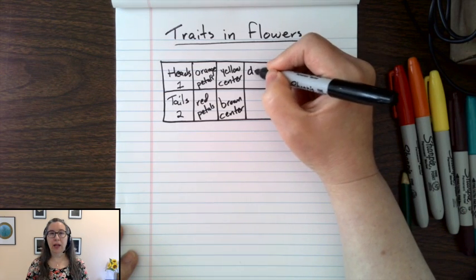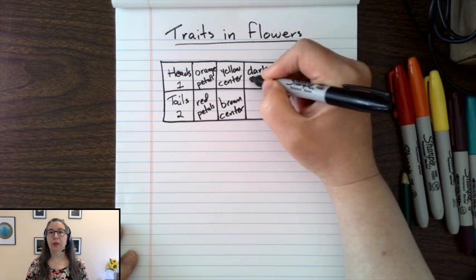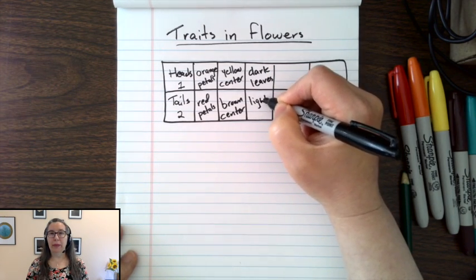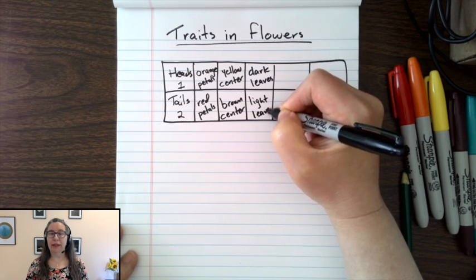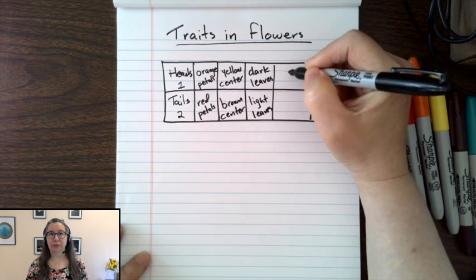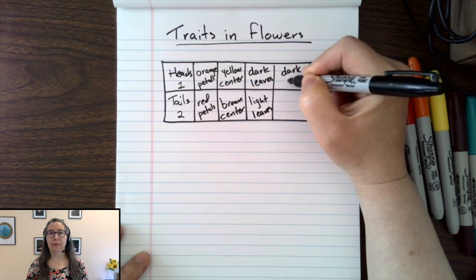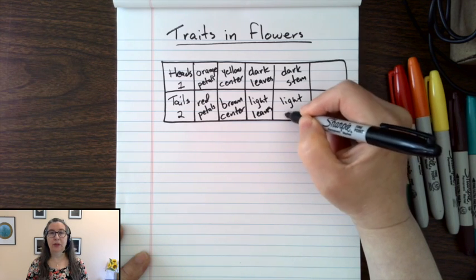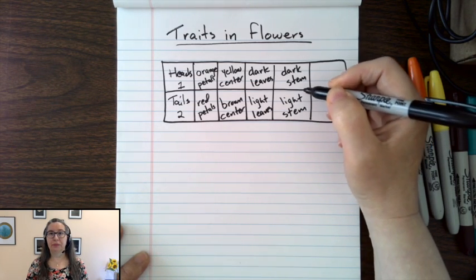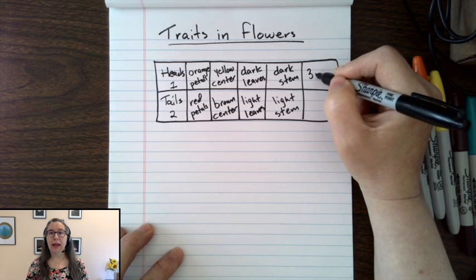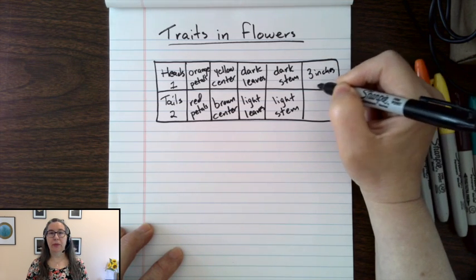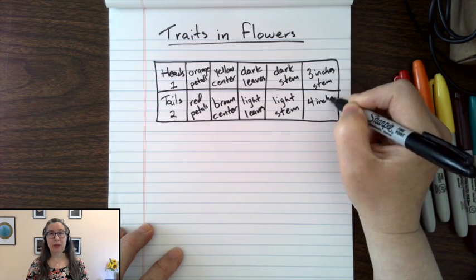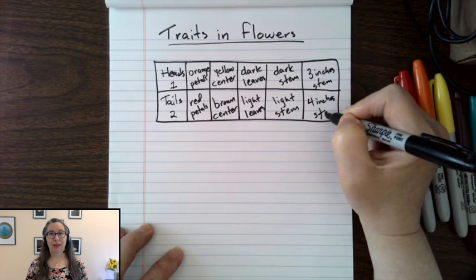Next, the color of the leaves. Will they be dark green? Or will they be light green? Write dark leaves and light leaves. Next, the color of the stem. It could get a dark stem or a light stem. And next, how tall is it? Does it end up with a 3-inch tall stem? Or does it end up with a 4-inch tall stem?